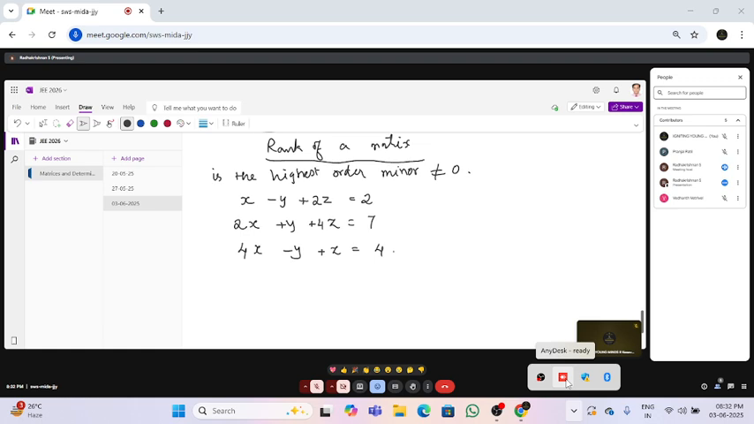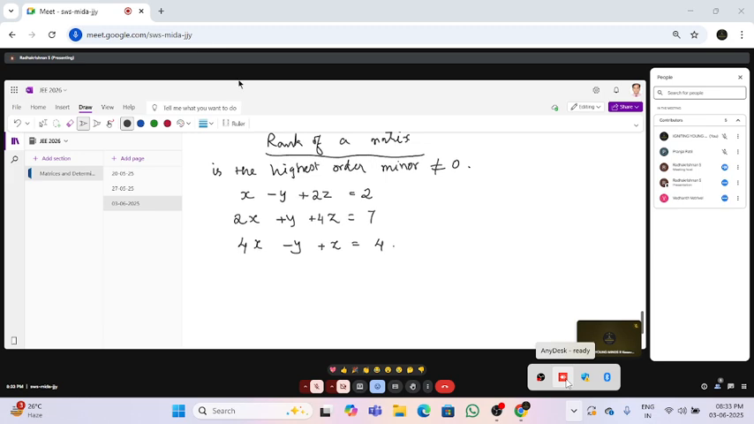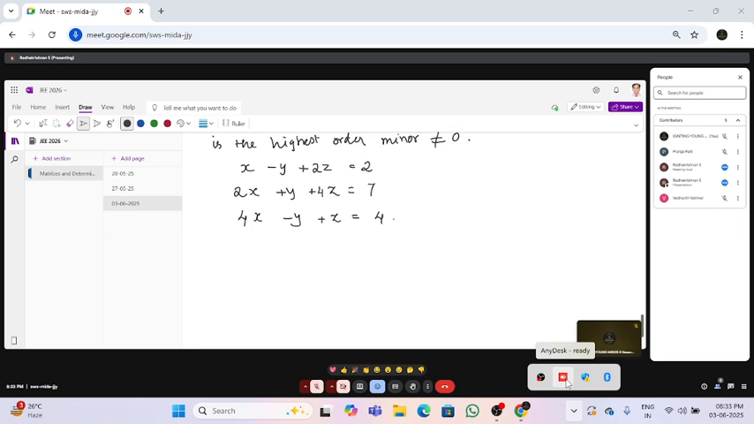The row echelon method is basically the way we solve the equations. Write down the coefficient matrix. In this case, the coefficient matrix is 1, minus 1.